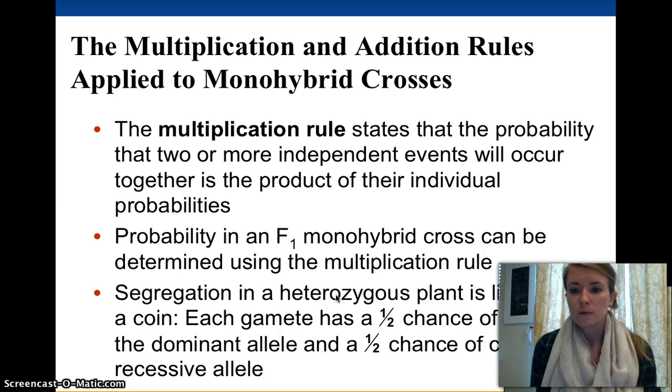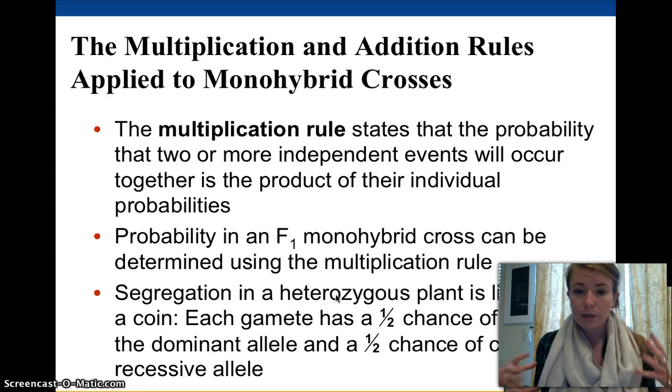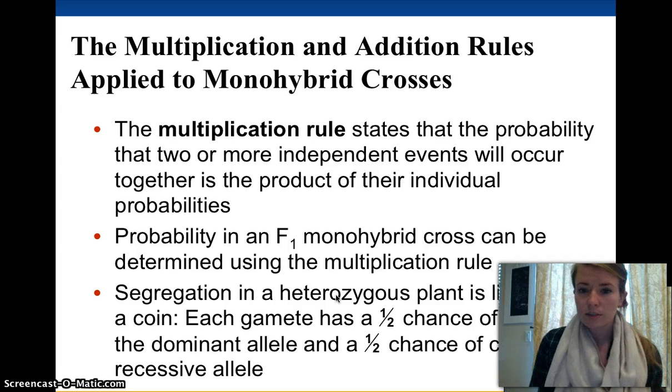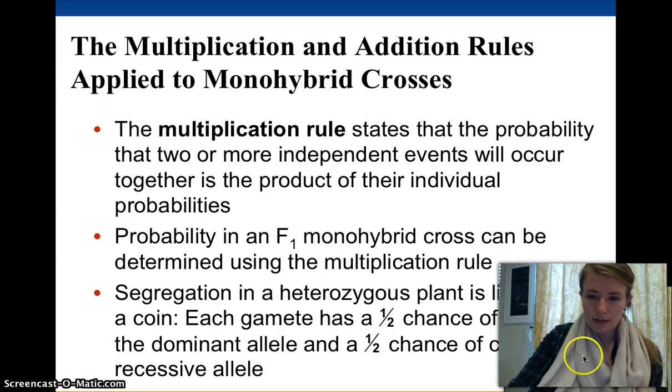The multiplication rule is when you're talking about two or more independent events that are going to occur together. So they're all going to occur. We can look at a monohybrid cross like this. So in a monohybrid cross, what does that say? Segregation in a heterozygote plant.